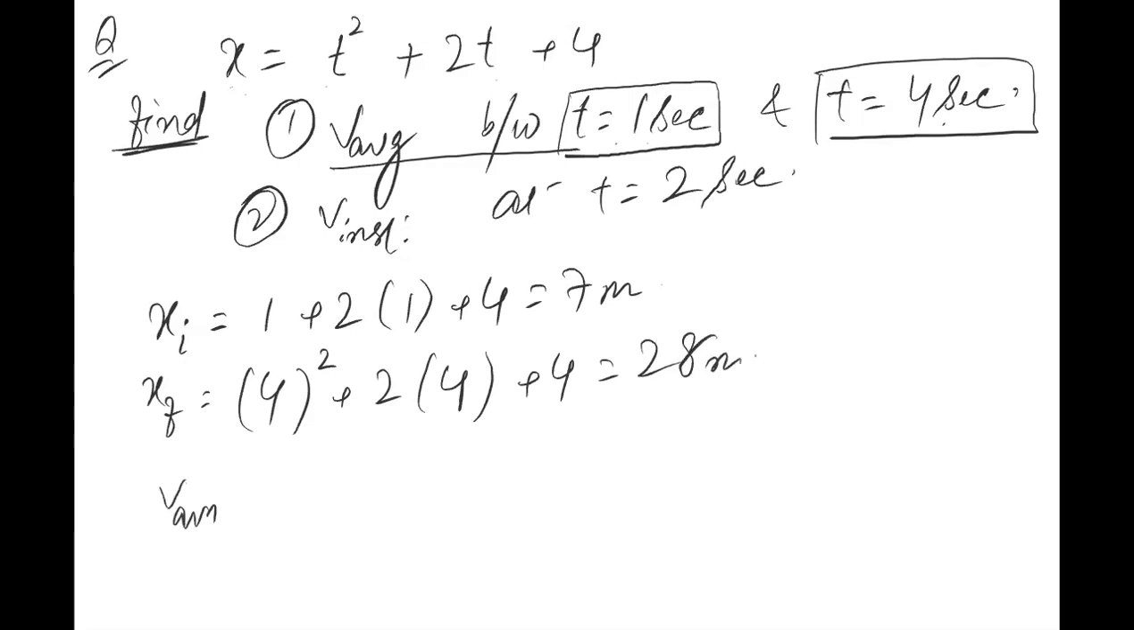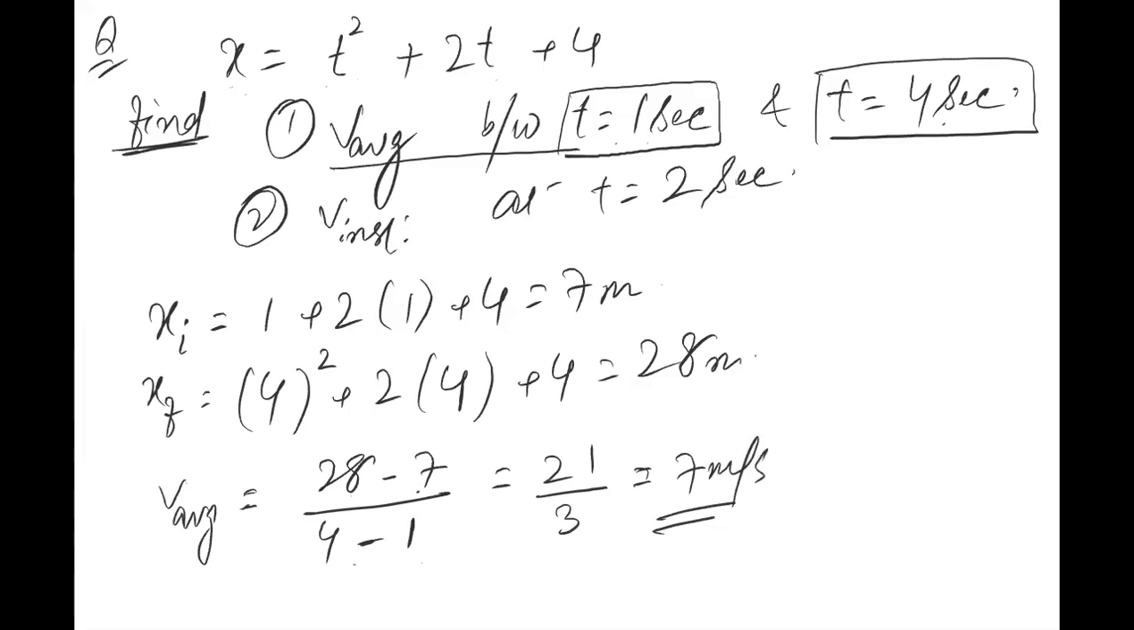Yes, sir. Now we were supposed to find average velocity. Average velocity would be final position minus initial divided by final time minus initial value of time, that is 28 minus 7 is equal to 21, divided by 4 minus 1 is 3. This will be equal to 7 meter per second. Saksham has got this answer.